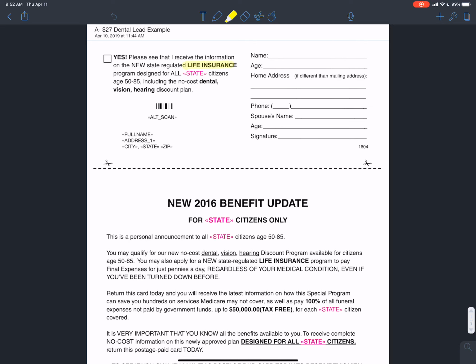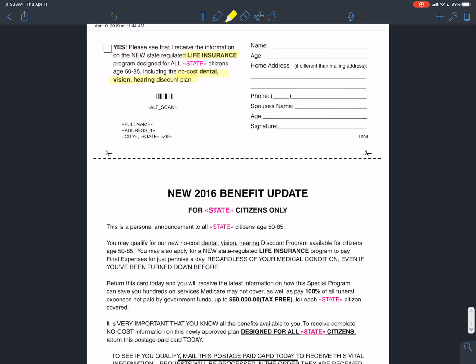So you can see life insurance. Please see that I receive the information for the new state regular life insurance program designed for all Texas citizens age 50 to 85, including the no-cost dental, vision, hearing discount plan. It kind of continues on. They fill this out right here.